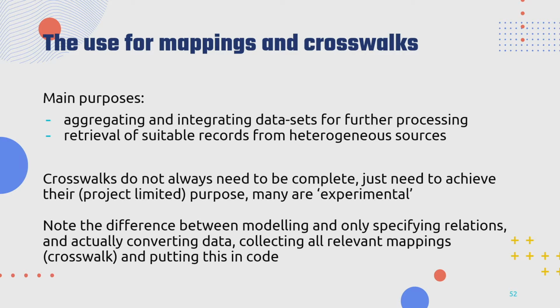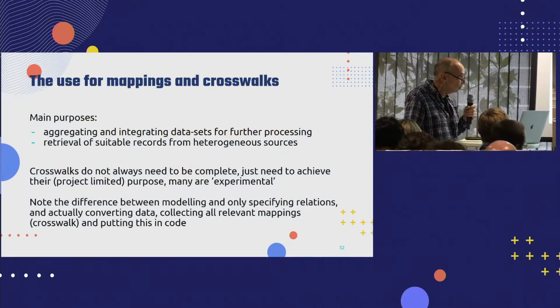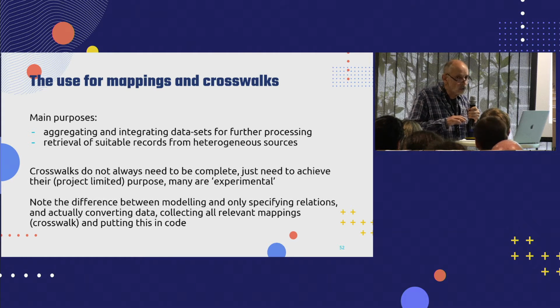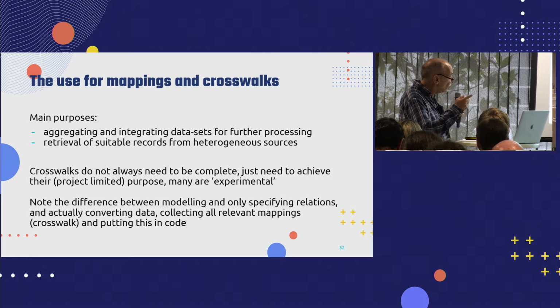If you decide to archive those mappings, those crosswalks, you better make sure that you add that information to the archived mapping. Note also the difference between modeling and only specifying relations and actually converting data. Because what you need to do then is to collect all the mappings that pertain to the relations between the schemas and put it into code.